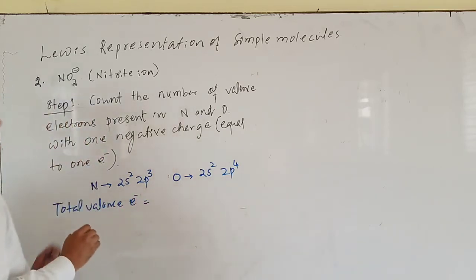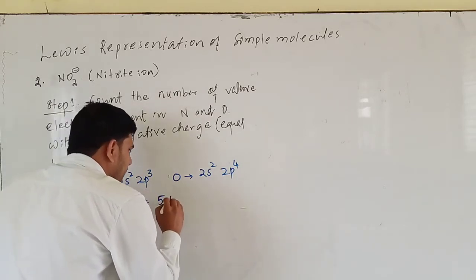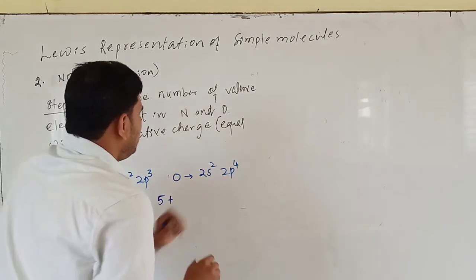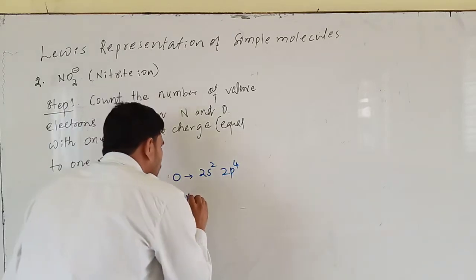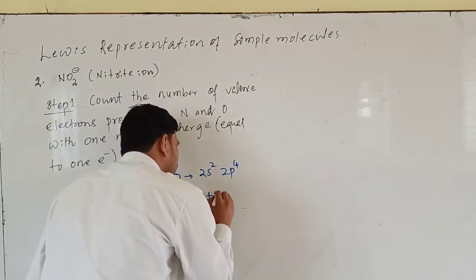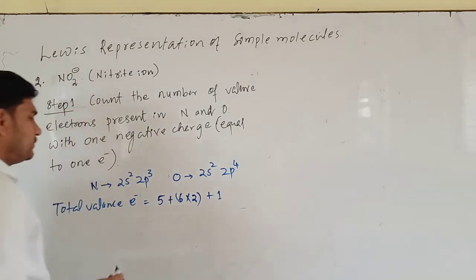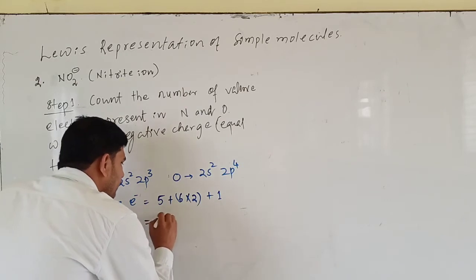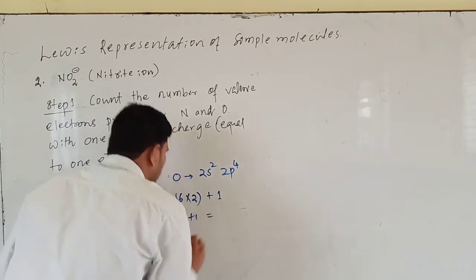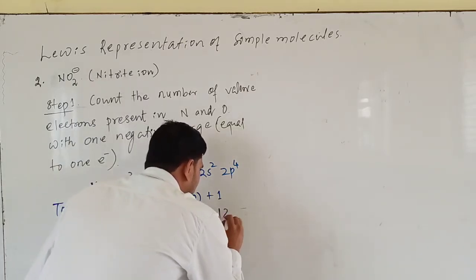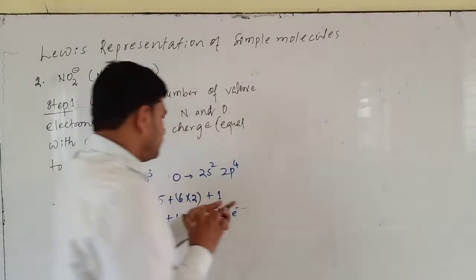Total valence electrons: nitrogen is 5, plus oxygen contains 6, but there are 2 oxygen atoms, so 6 into 2. Plus I told you one extra negative charge is there, which is equal to 1 electron. Total becomes 5 plus 12 plus 1, which is 18 valence electrons.